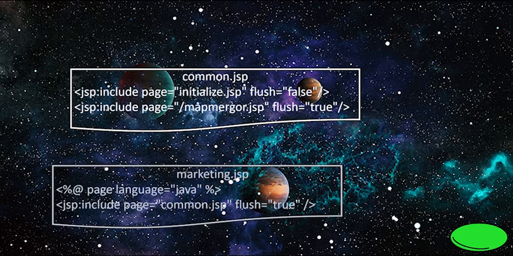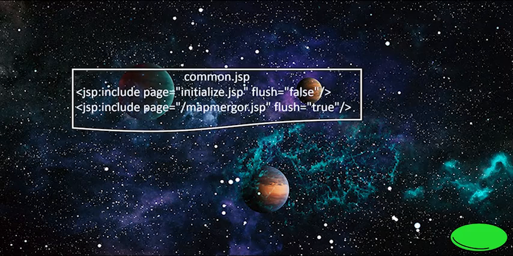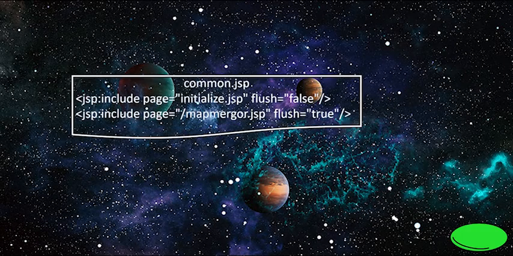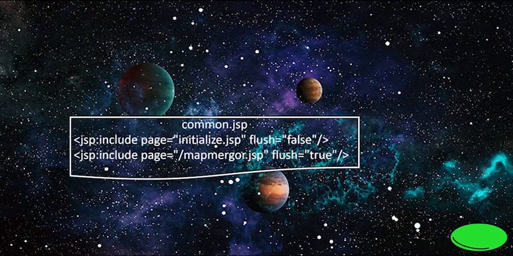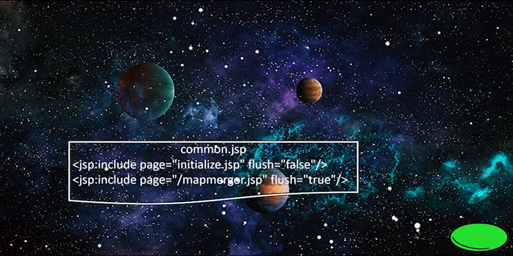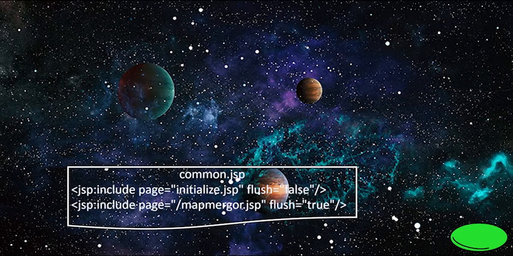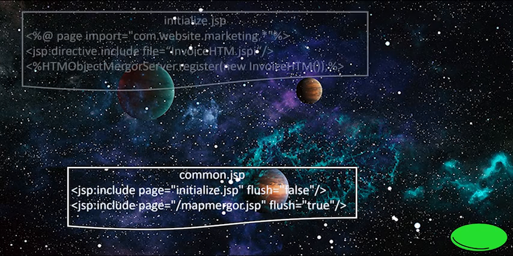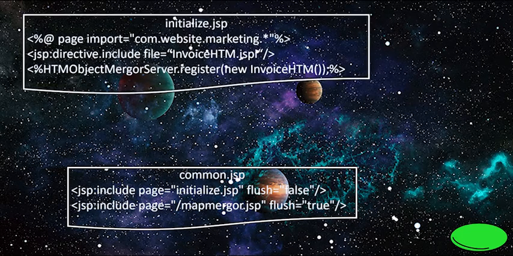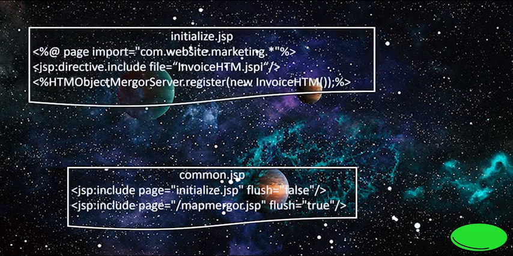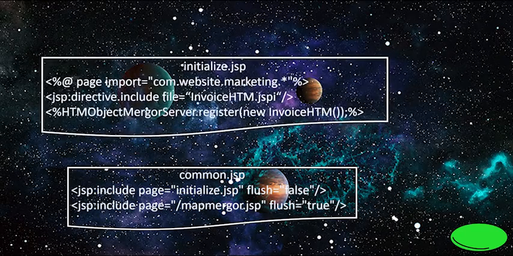The second directive in Common JSP includes map merger JSP. Map merger JSP is located in the root folder of the Tomcat application. Map merger JSP will be discussed more in a different episode, but at a high level, map merger is responsible for embedding the HTML output of a JSP include file into the palette section of an HTML page template. Initialize JSP contains include directives for each local JSP include file in the package. Initialize JSP also registers a new instance of each JSP include object with the object merger repository.